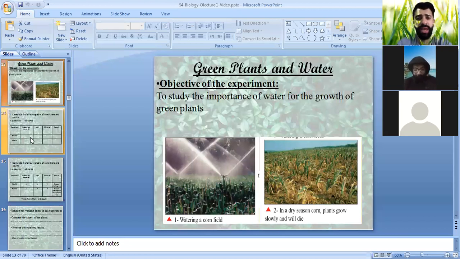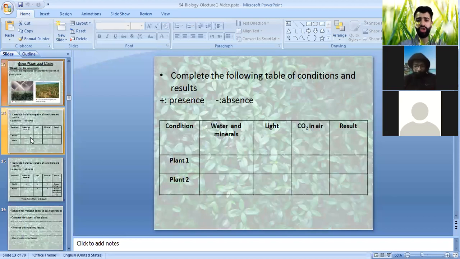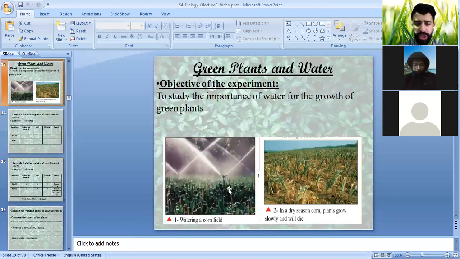The first experiment's objective is to study the importance of water for the growth of green plants. First, we have two plants. Plant 1 contains water. Plant 2 is in the dry season, with no water. The plant will grow slowly and finally it will die.